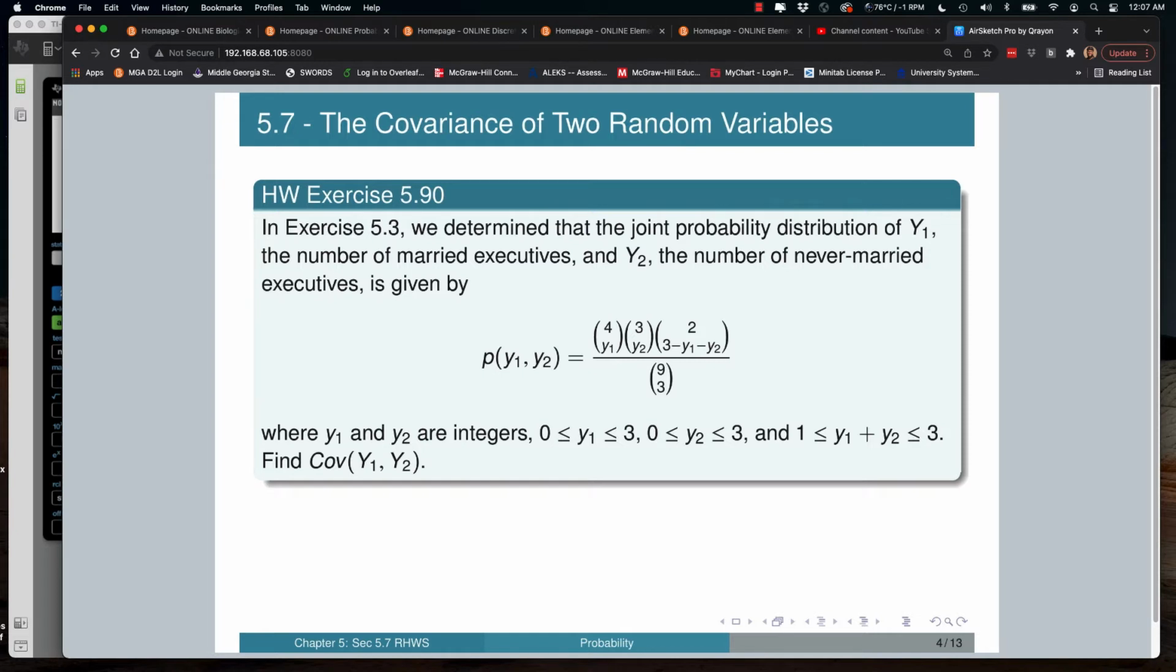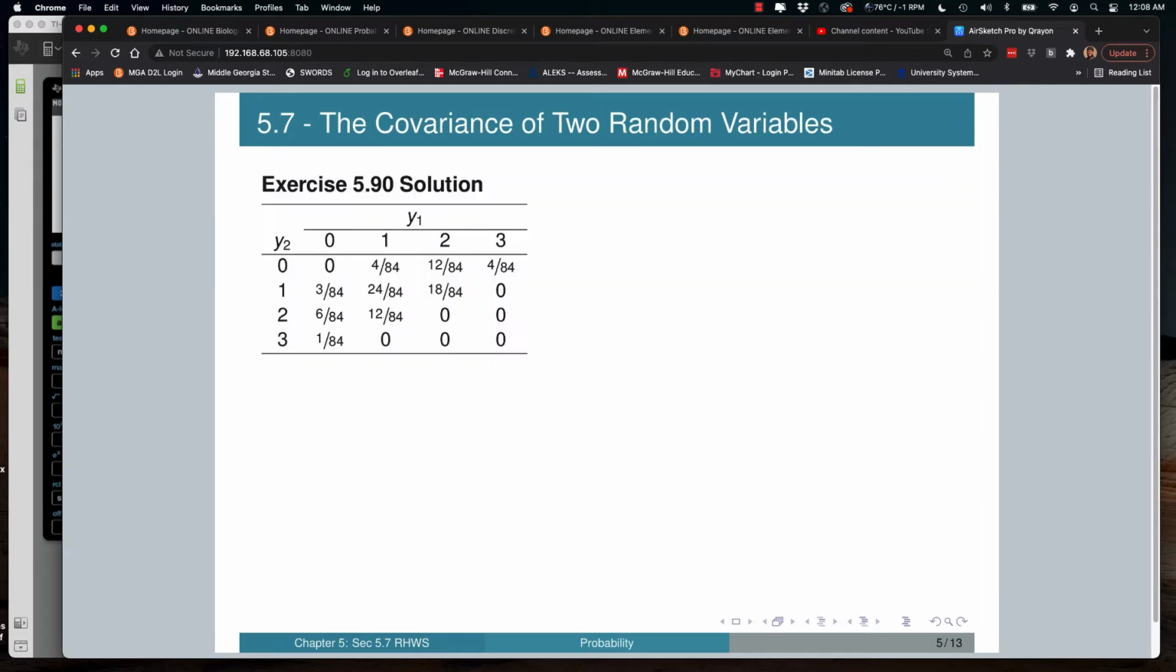And then y sub 1 plus y sub 2 has to be some value between 1 and 3. They ask us just to find the covariance. Recall in this one, they were picking 3 individuals out of the 9, and that's where the formula came from. We're not going to go through that whole rigmarole again. I've got the table set up already with the probabilities ready to roll, so we don't have to mess with that this go round.